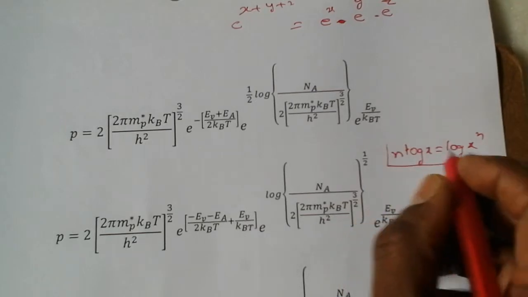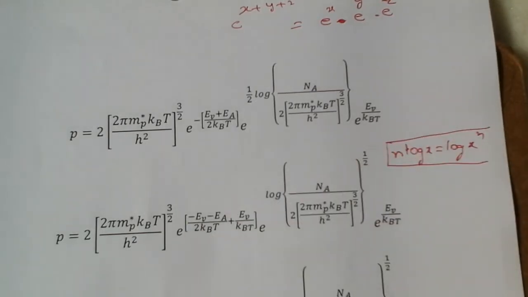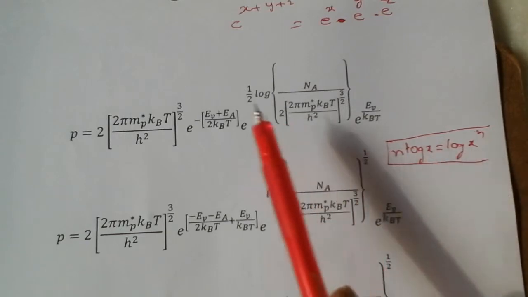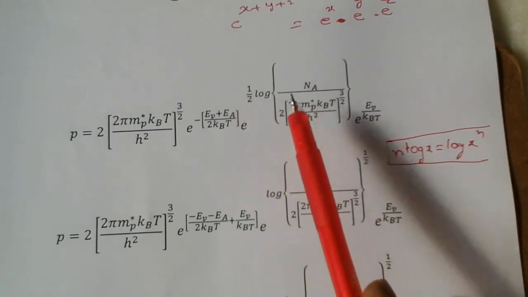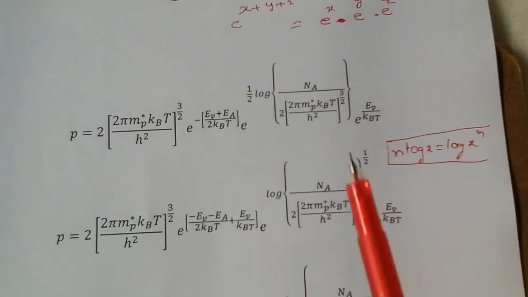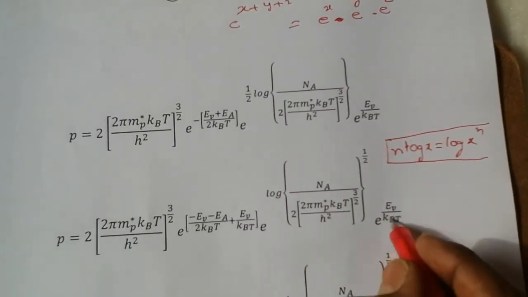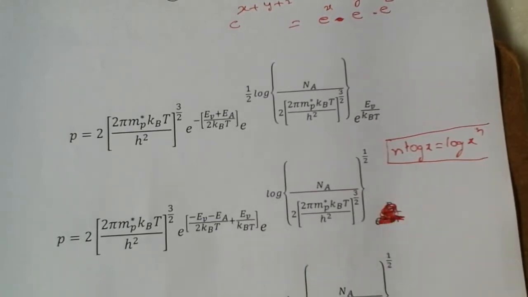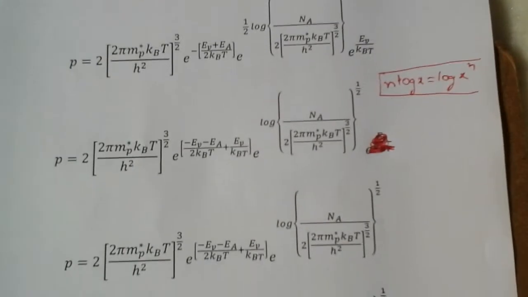According to this formula, n into log x, so log x to the power of n, we have written. This is not there, I forgot to tell you this one. It's already written. Now come to see here.